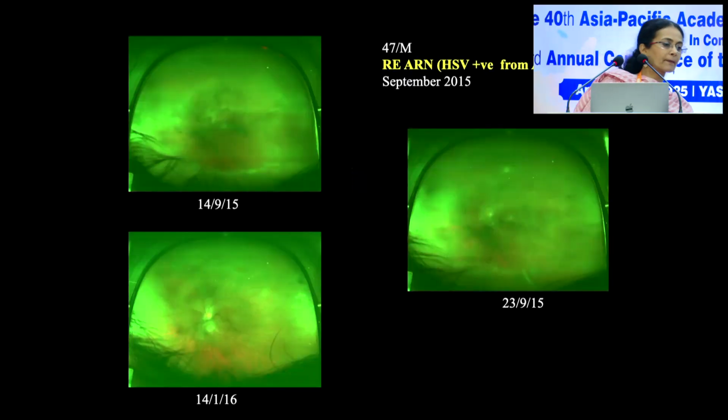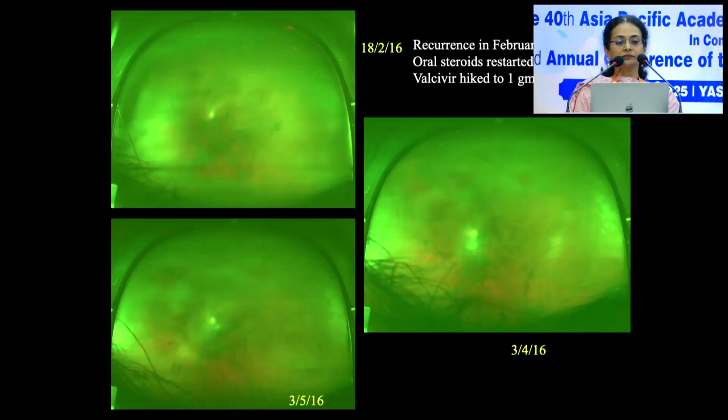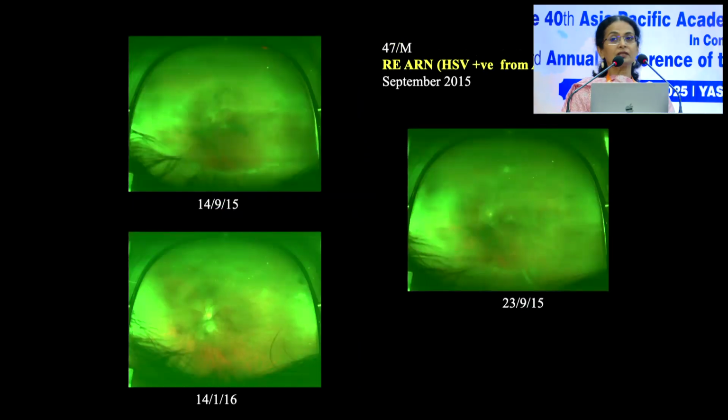So this is the third case and my last case, a 47-year-old male, but this is a long case. He had right eye acute retinal necrosis, presented in September 2015, almost 10 years ago. He was HSV positive from the aqueous tap.